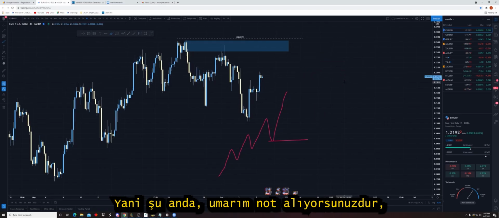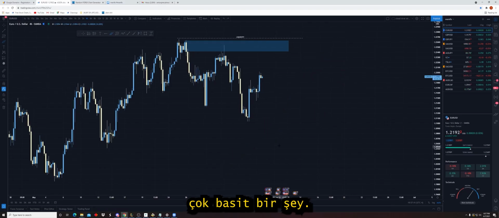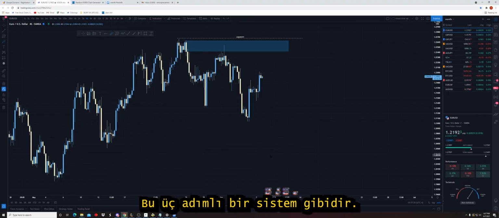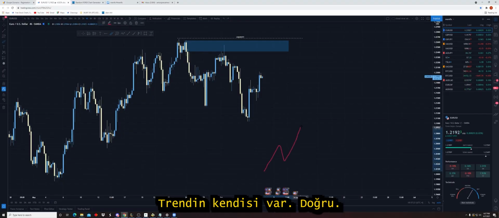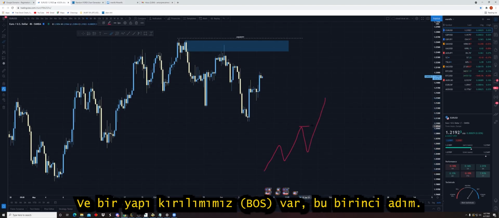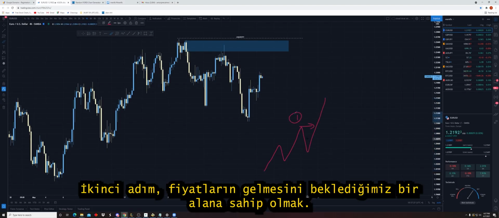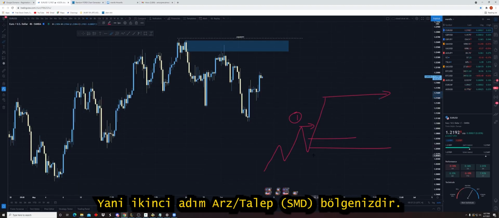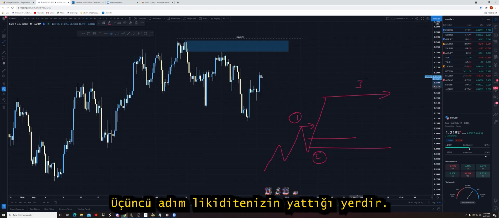So right now, again, hopefully you're taking notes. Something that's very simple and how we operate in the markets is as follows: it's kind of a 3-step system. We have trend working itself, and we have a break of structure. That's step 1. Step 2 is having an area where we expect prices to come. And step 3 is drawing out the liquidity. So step 2 is your SND zone. Step 3 is where your liquidity lies.